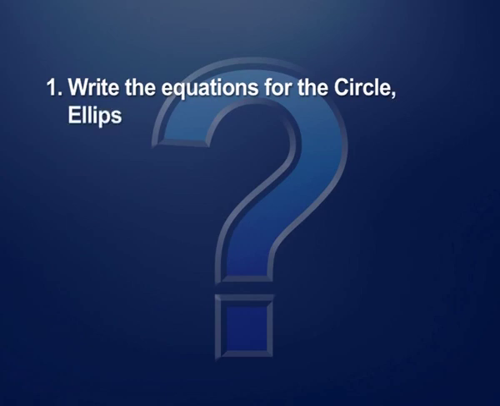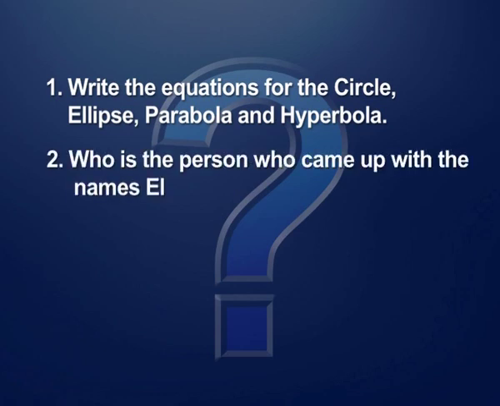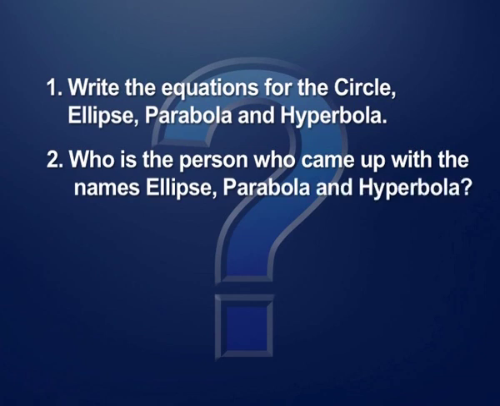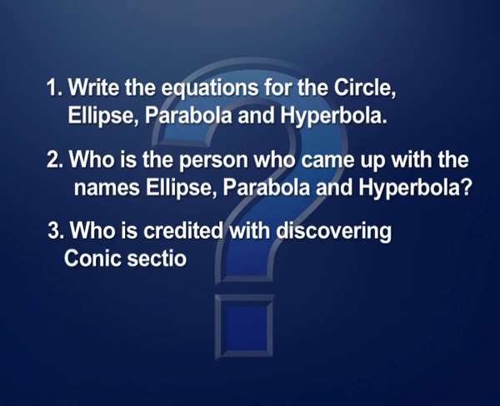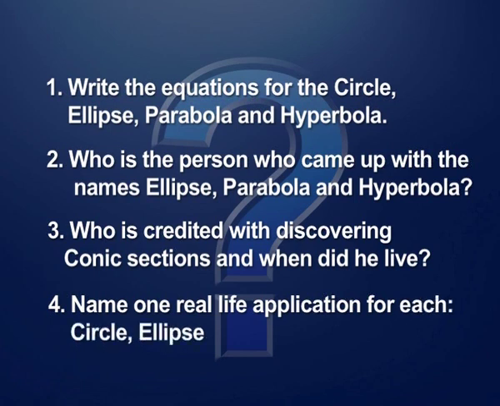After viewing this program, you may try to answer these questions. 1. Write the equations for the circle, ellipse, parabola, and hyperbola. 2nd, who is the person who came up with the names ellipse, parabola, and hyperbola? 3rd, who is credited with discovering conic sections and when did he live? 4. Name one real-life application for each: circle, ellipse, parabola, and hyperbola.